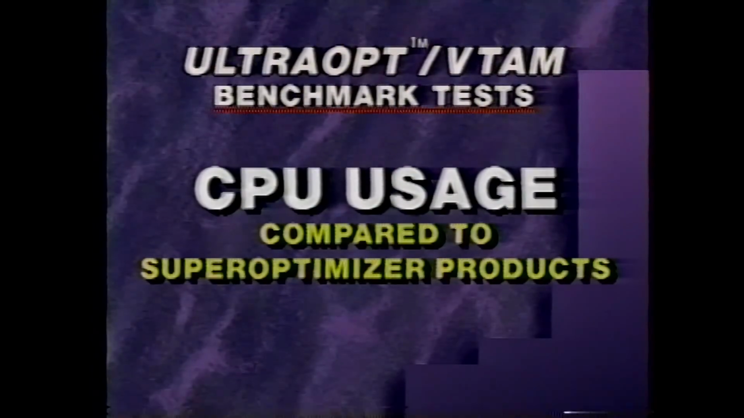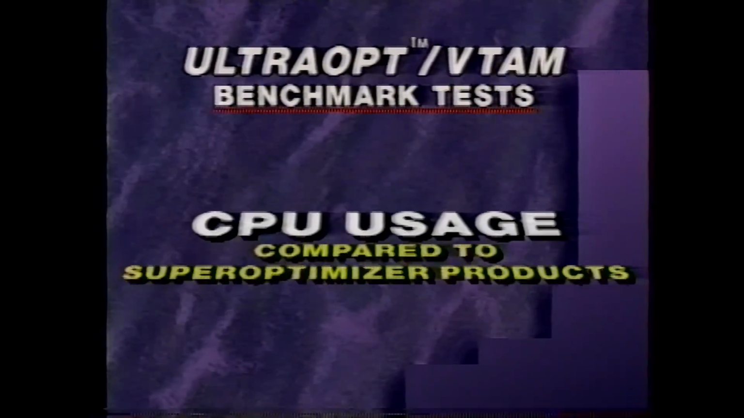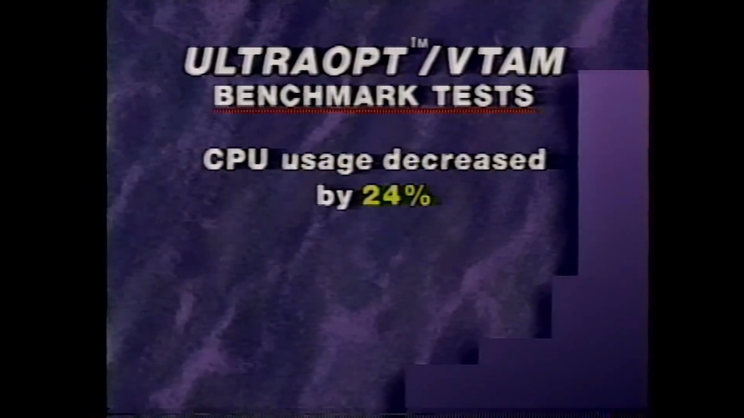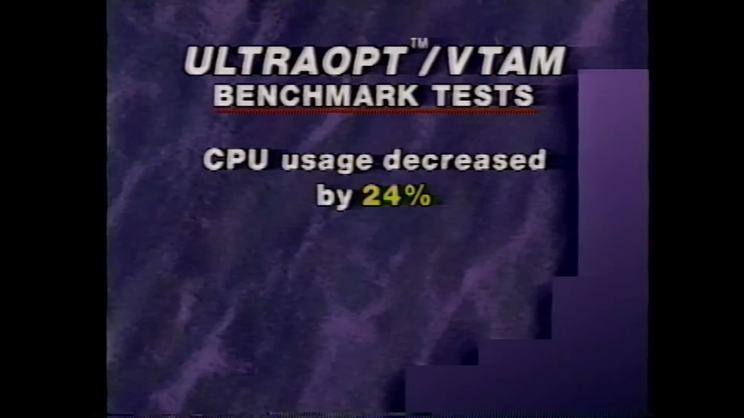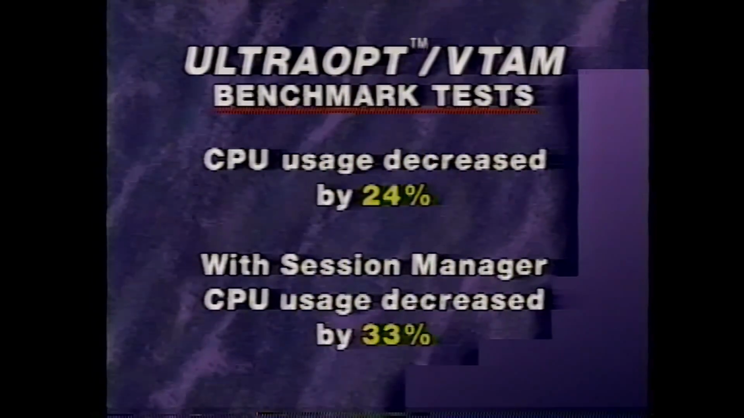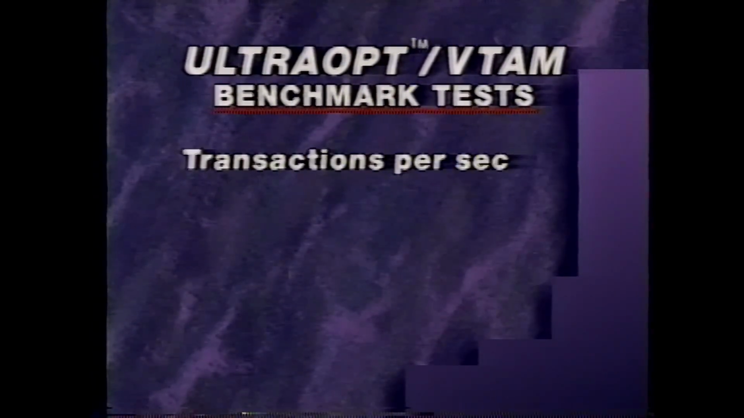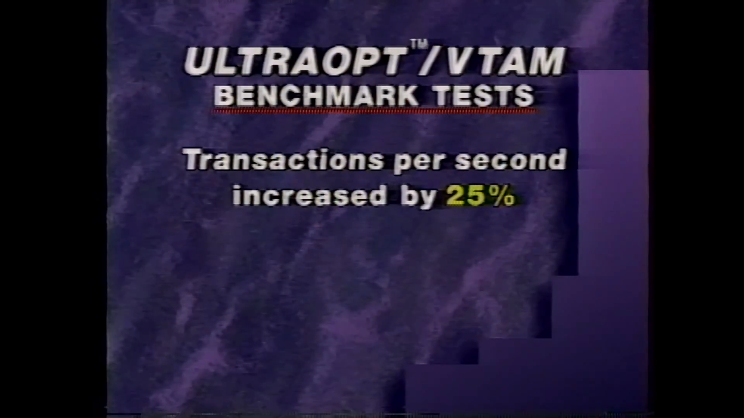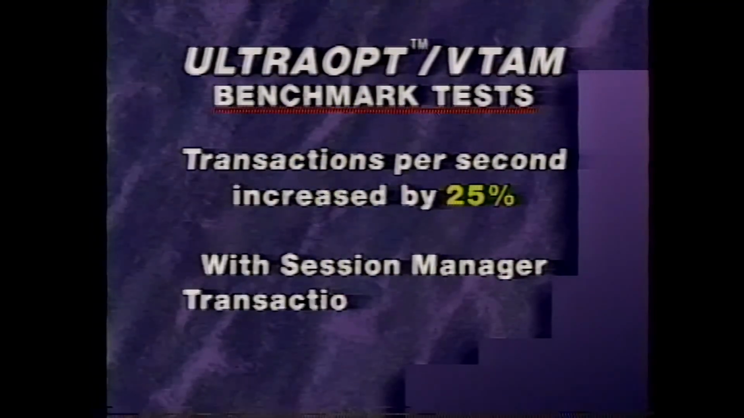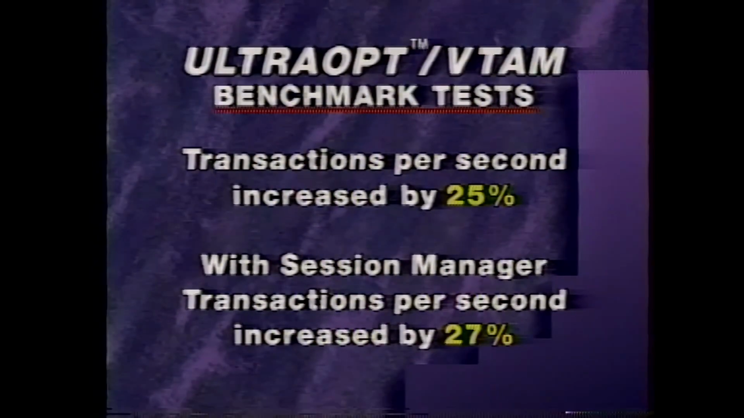Recent benchmark tests confirm the significant improvements of UltraOpt VTAM. When compared to the Super Optimizer products, UltraOpt VTAM decreased CPU usage by 24%. And when a Session Manager product was installed, CPU usage was reduced by 33%. Throughput comparisons were also made. The results prove that the rate of transactions per second increased 25% with UltraOpt VTAM when compared to the current Super Optimizer products. And when session managers are in use, throughput increased 27%.